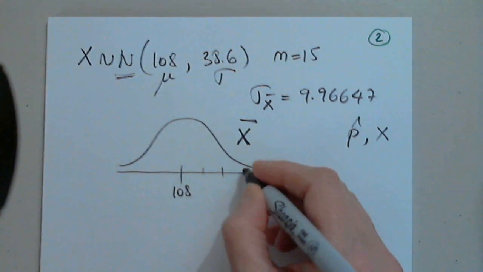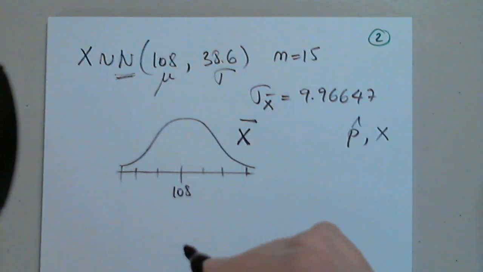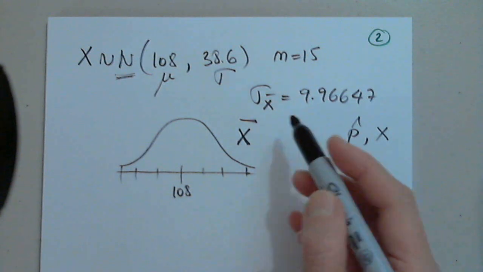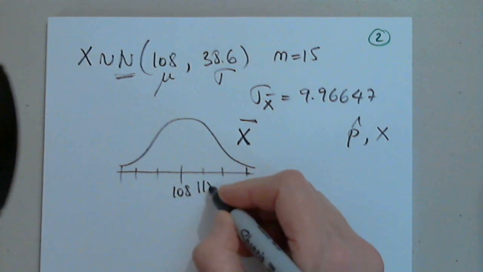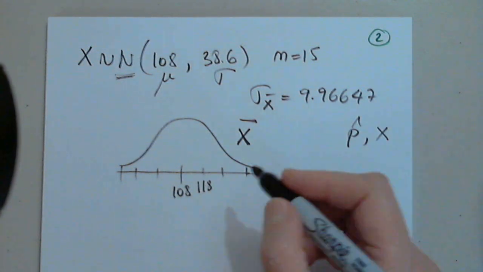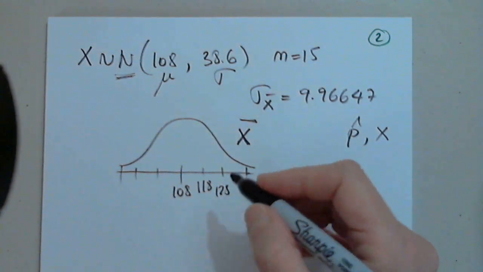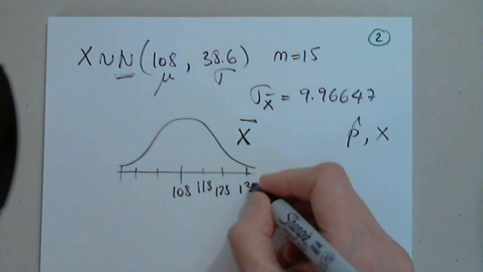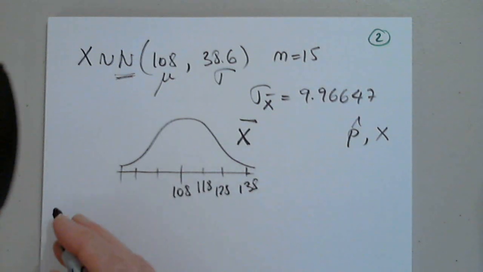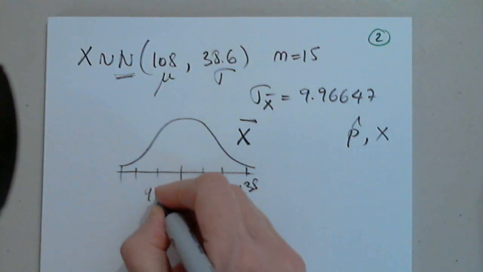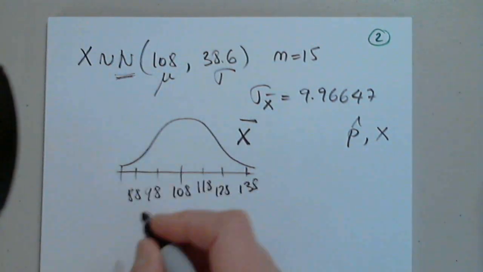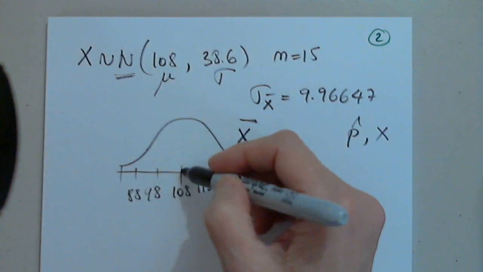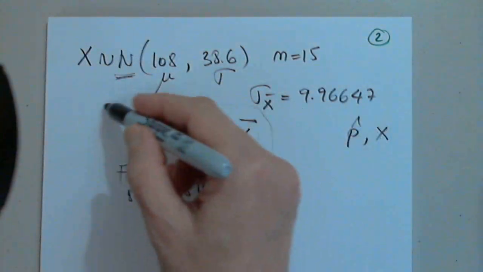So 1, 2, 3, 1, 2, 3. The first one should be 118. The next one plus another 10, 128. The next one plus another 10, 138. And the same thing on this side with minus. So this would be 98 minus 10, 88, and so on and so forth. So this is what we're looking for, something that looks like this.